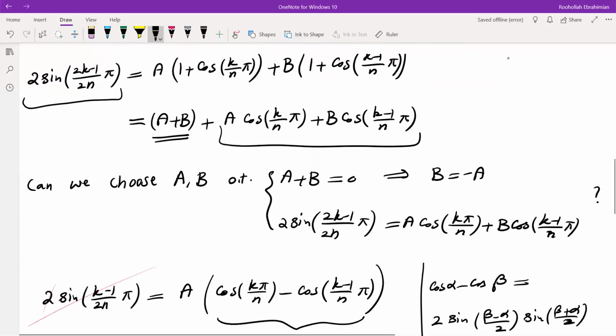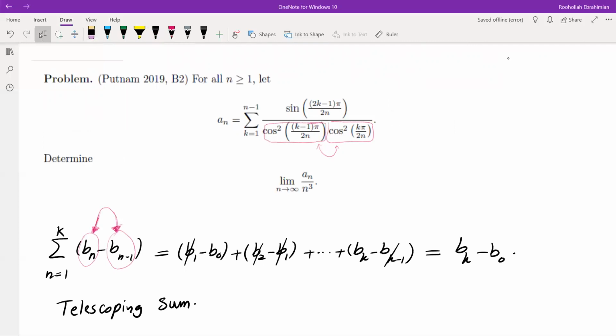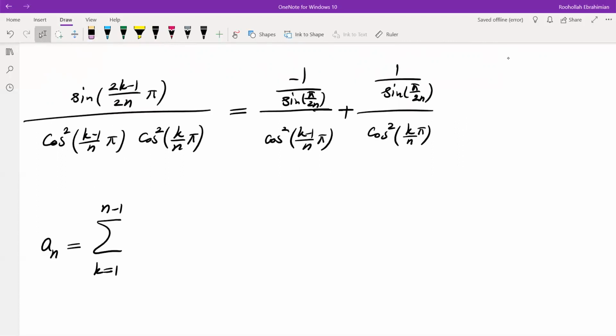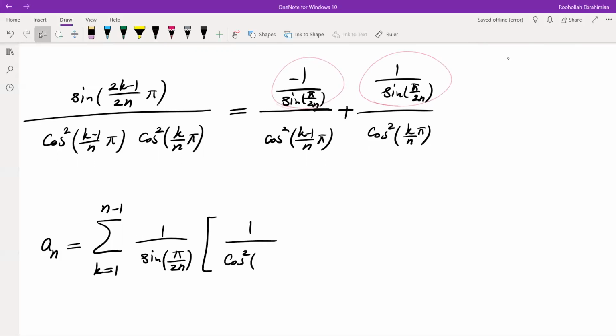Let's go back and take a look at what a_n is. a_n is that, so I'll have to take the sum of those. Fortunately, all of the numerators are independent of k. So I'll take that out. I get 1 over sine of pi over 2n times 1 over cosine squared of k pi over, 2n, I believe.